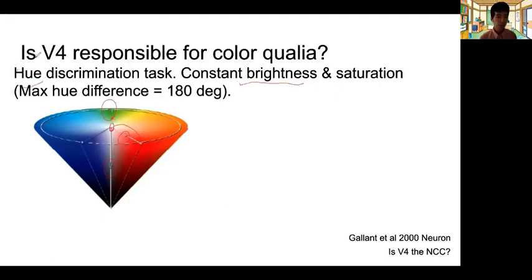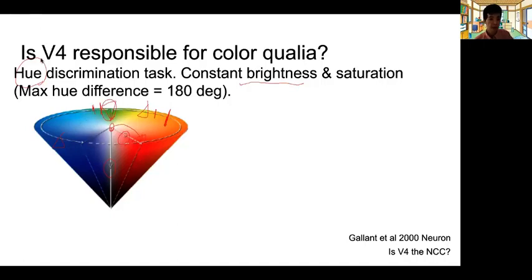And then the hue describes the variety of the different colors. Usually red is located on the opposite side of green, and blue is opposite of yellow, and so on. The color hue discrimination task can be constructed such that the maximum hue difference is 180 degrees. Normally we can distinguish the difference between two colors, such as orange and yellow, or small shades of green and blue, so it's a few degrees and so on.